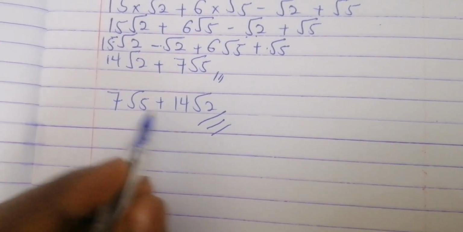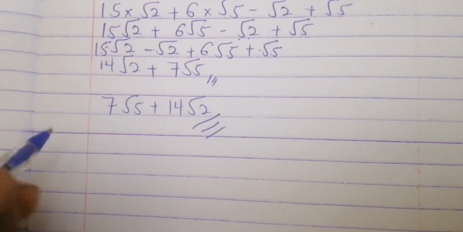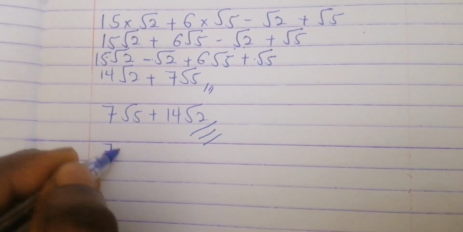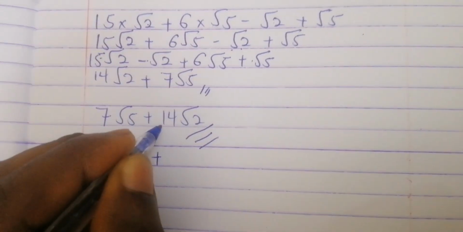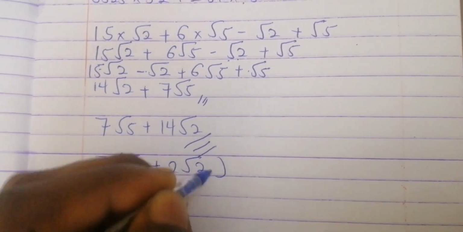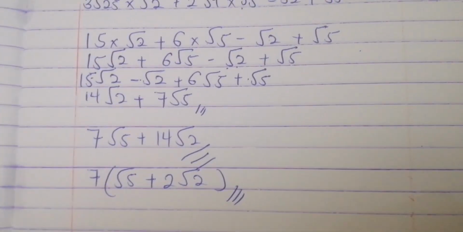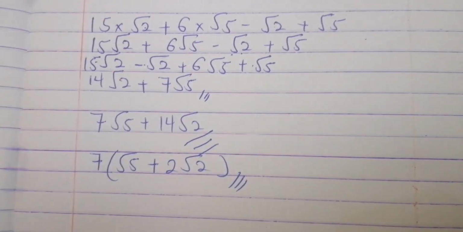So we can also factorize this expression. Now 7 is a common factor, so 7 out. Then we have root 5 plus 2 times root 2, since 14 divided by 7 is 2. So this is also another alternative, either this or that.